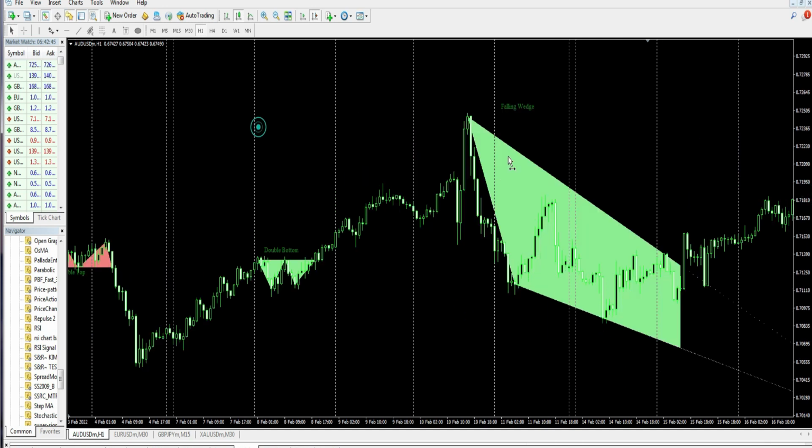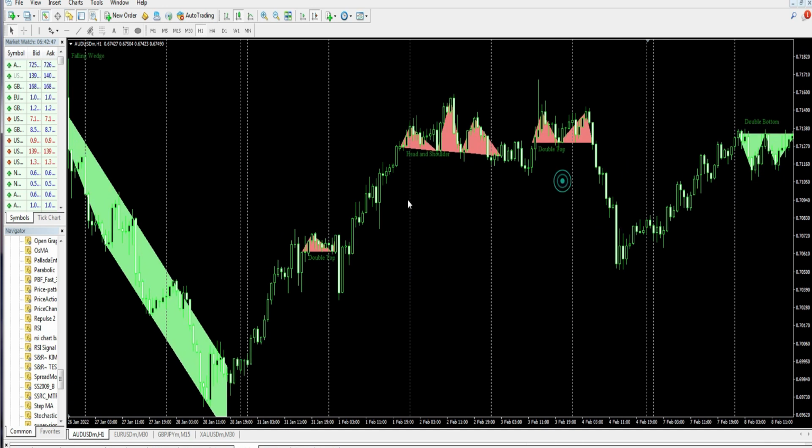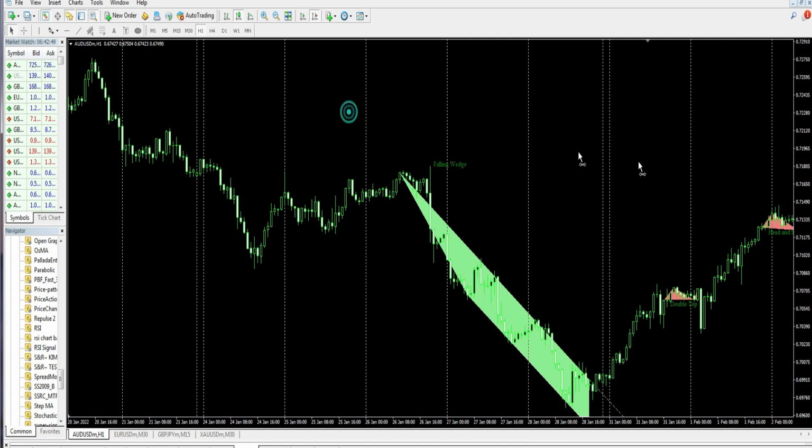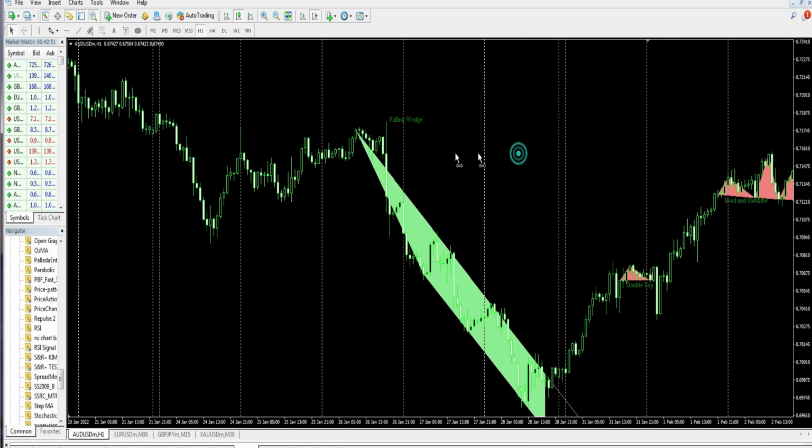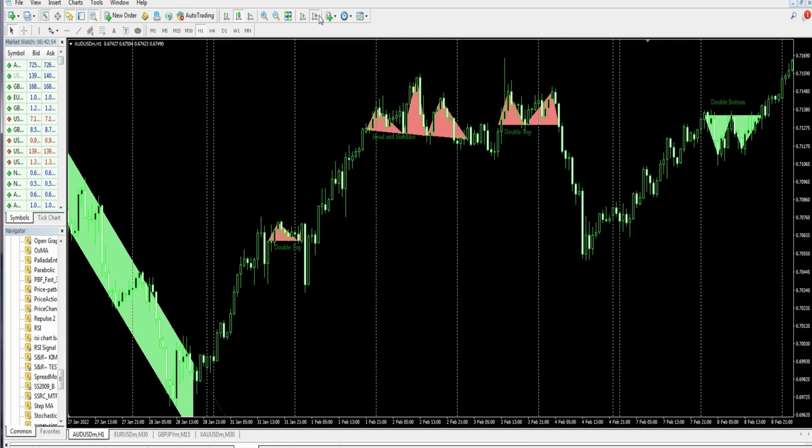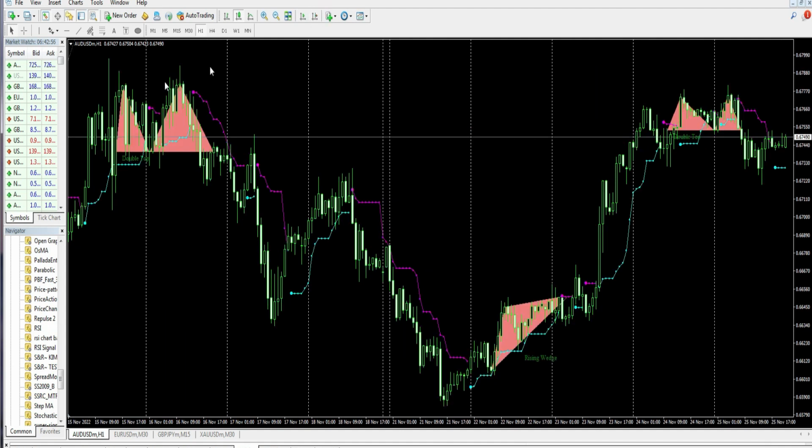Pin bars can also be traded in combination with other price action patterns. In the chart below, we can see an inside pin bar combo pattern. This is a pattern in which the inside bar is also a pin bar pattern. These inside pin bar signals work best in trending markets.